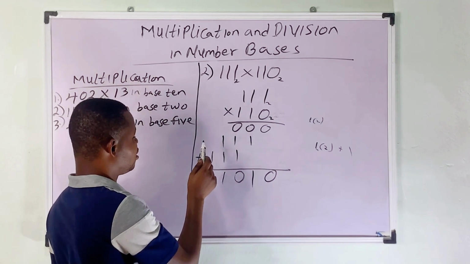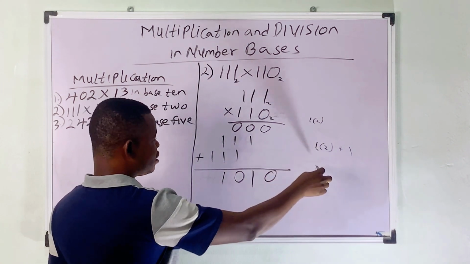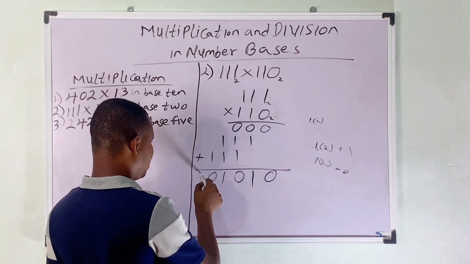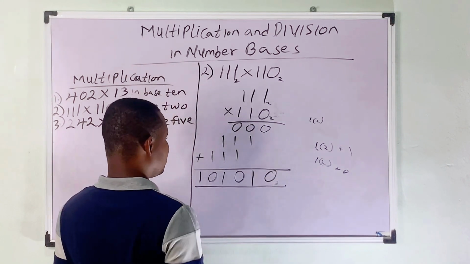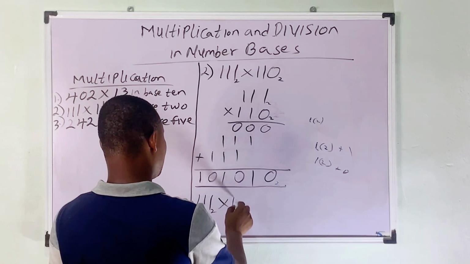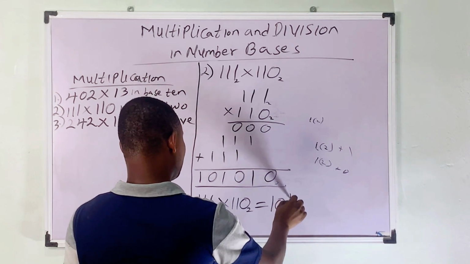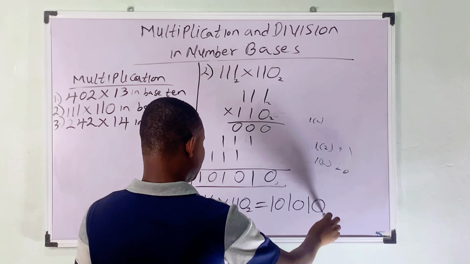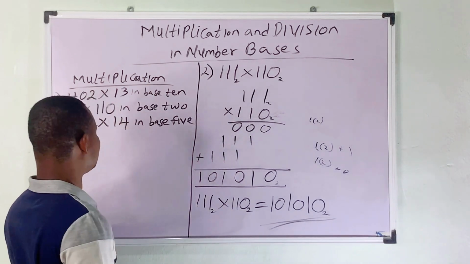1, this is 1. We are left with 1. So plus the 1 that we kept, that is 2. That is one set of 2, remainder 0. Then we add 0, then 1. That means 111 in base 2 multiplied by 110 in base 2 will be equals to 101010 in base 2. It is as simple as that.